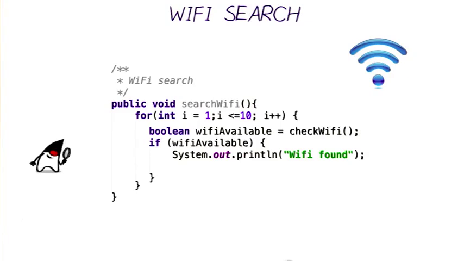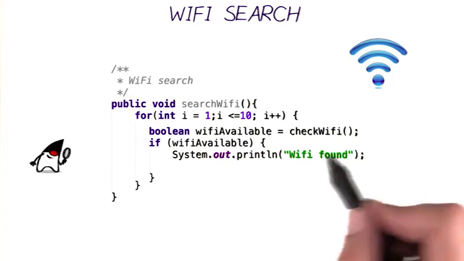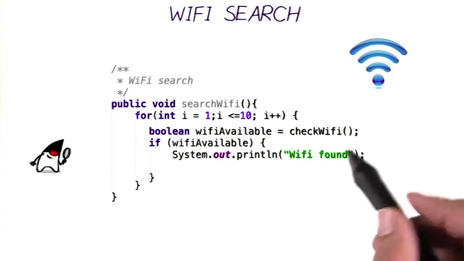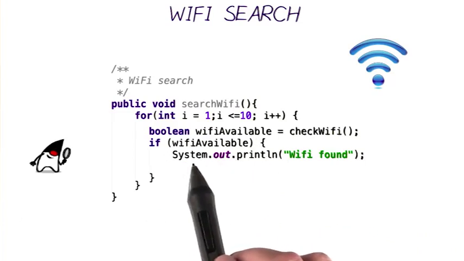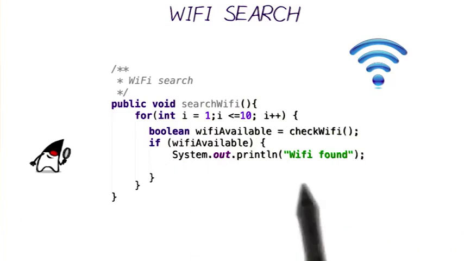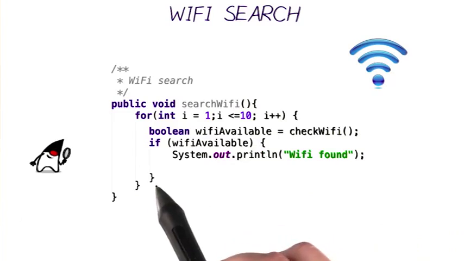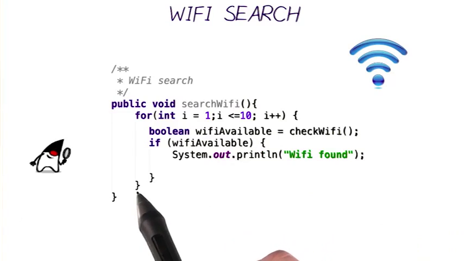So imagine that at iteration number 5, our checkWifi happened to return true, updating our variable here to become true. So we step inside our if condition here and we print out Wi-Fi found. We end our if condition and we're still inside the loop.